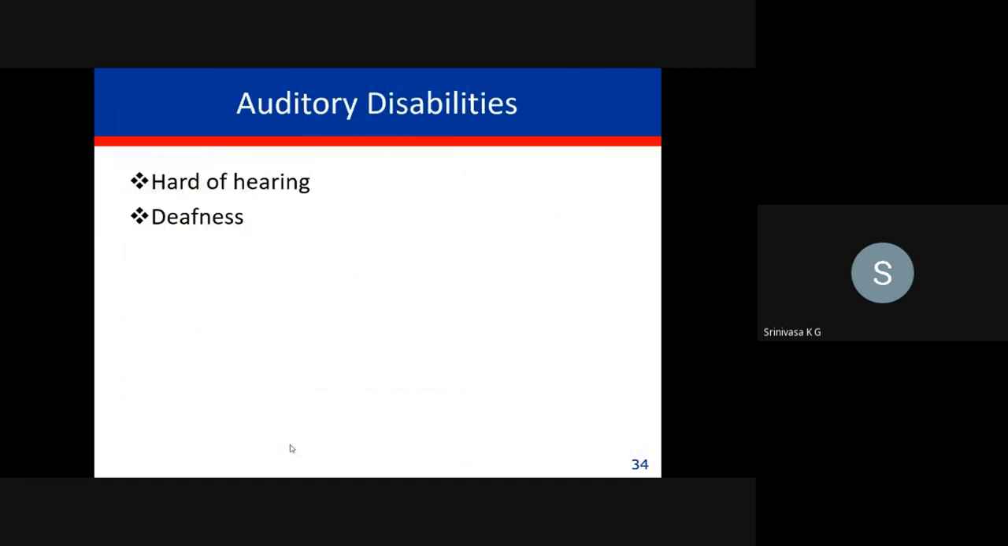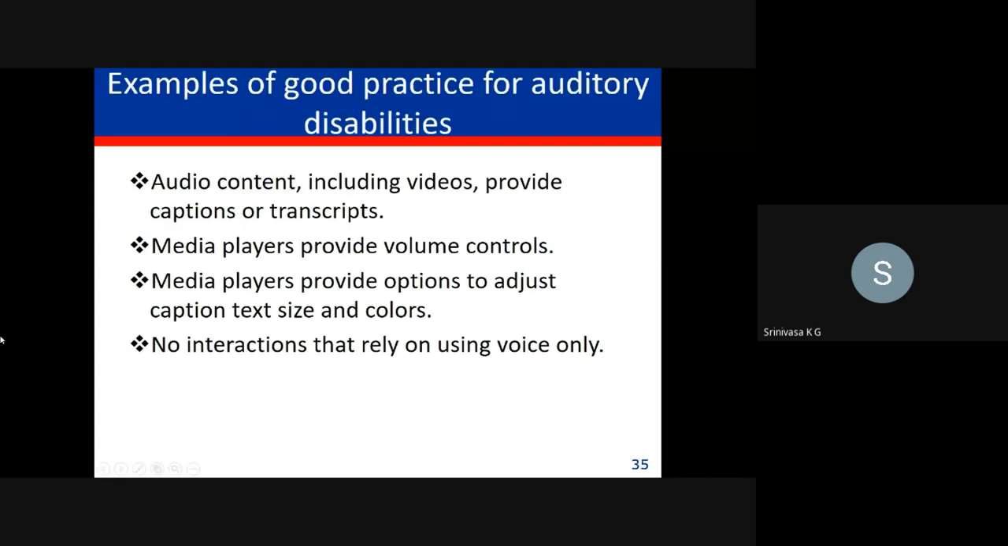Fine. And there are auditory disabilities, hard of hearing and deafness. So therefore, what are the examples of good practices for auditory disabilities? Audio content, including video, should provide captions or transcripts. Media player should provide volume controls. And media player should also provide options to adjust the caption text size and the colors. And no interactions that rely on using the voice. Okay.